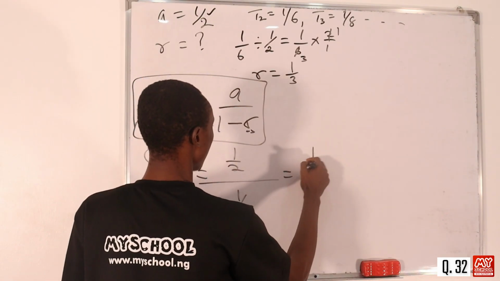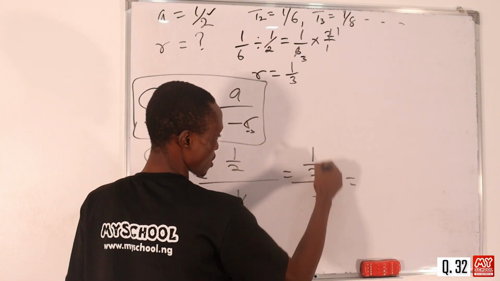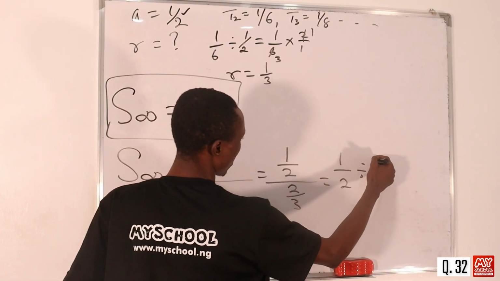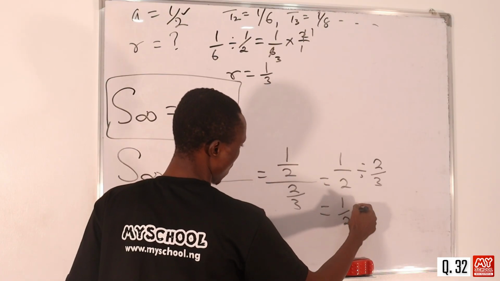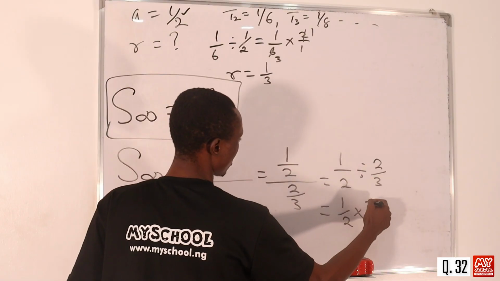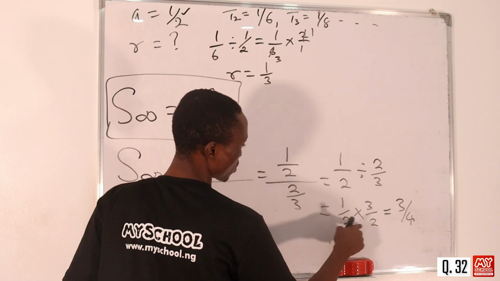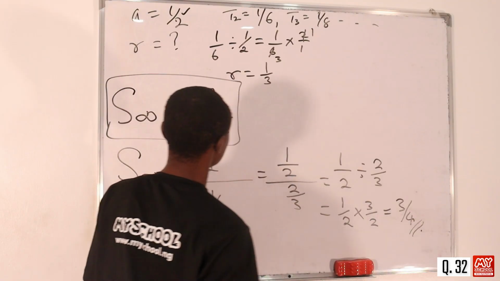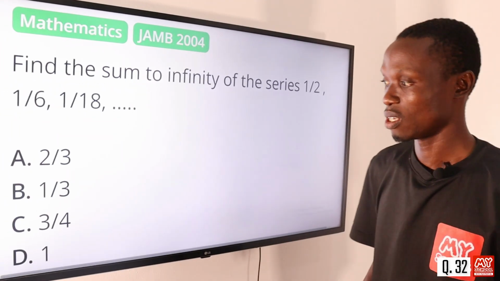So this becomes 1 over 2, then over 2 over 3. So we can rewrite this as 1 over 2 divided by 2 over 3. So this becomes 1 over 2 times, then you invert, 3 over 2. So this will be equal to 3 over 4, because 2 times 2 will be equal to 4, then 1 times 3 will be equal to 3. So let's move over to the screen to pick the correct answer to this question, and that is option C, 3 over 4.